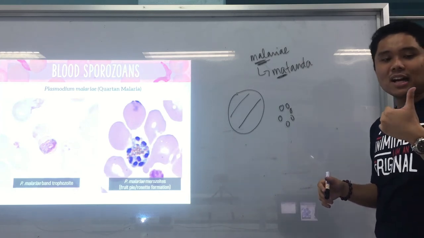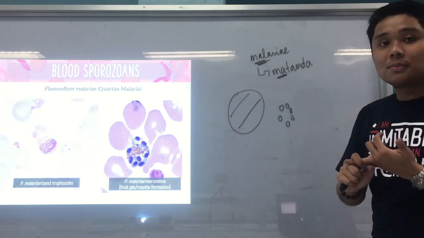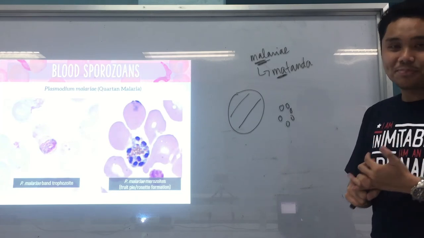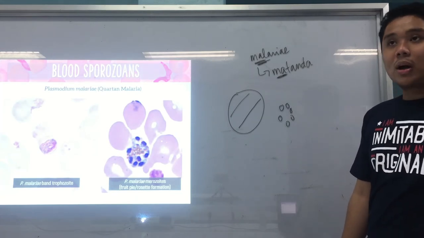Very, very defining characteristics for case studies: band trophozoite, fruit pie, rosette formation of merozoites. Nako, press the buzzer. Alright? Okay, ayan. That's for Plasmodium malariae or your Quartan malaria.